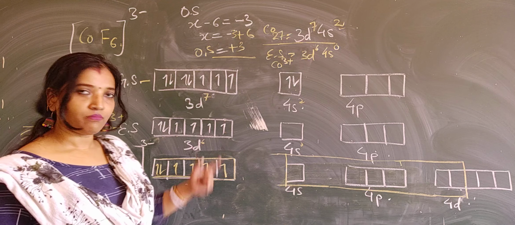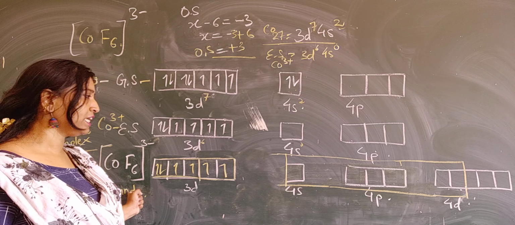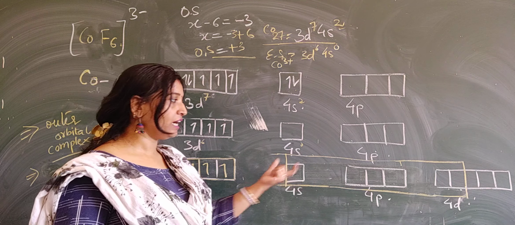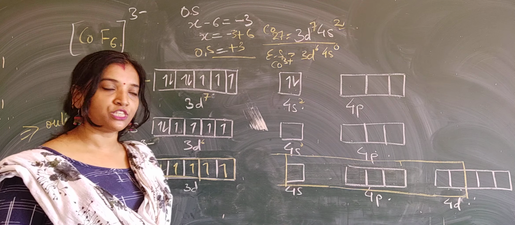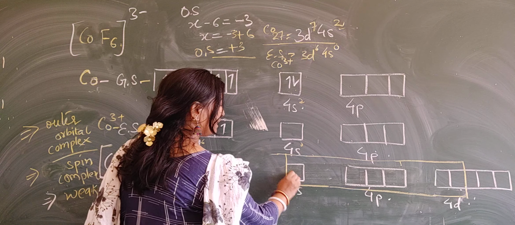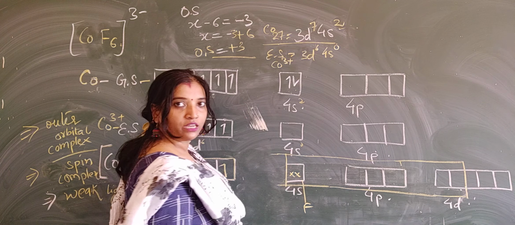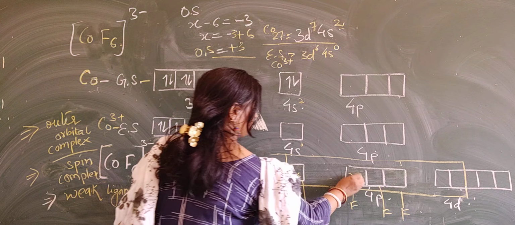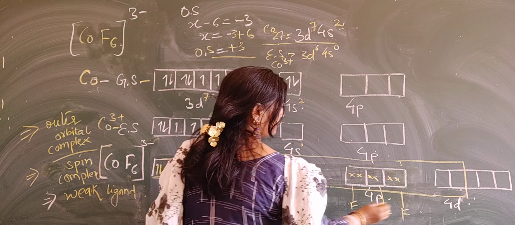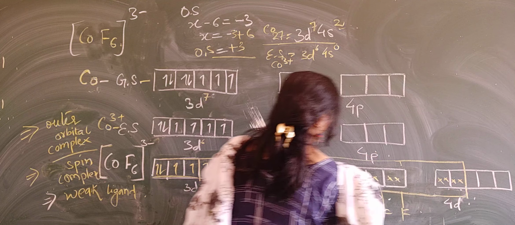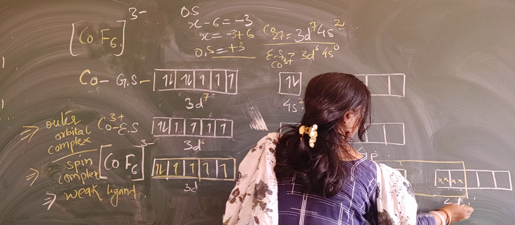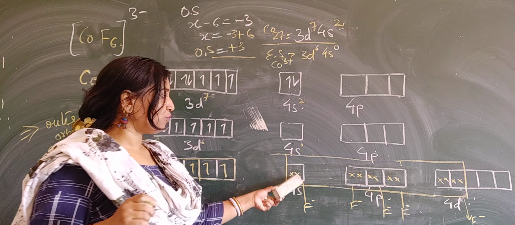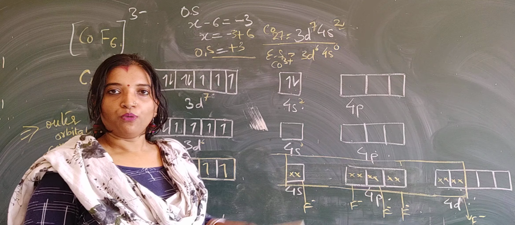There will be no pairing of electrons due to the presence of weak ligand. So the outer orbitals will be used. The outer d orbitals will come into play and participate in bond formation. Let's see now. Here this will be given by fluorine. We can write like this. This is given by fluorine. So 1, 2, 3, 4, 5, 6.